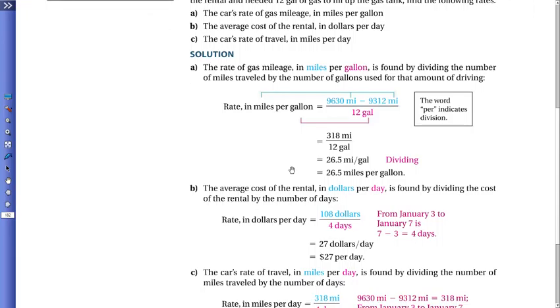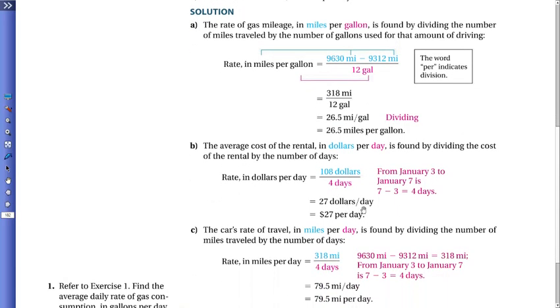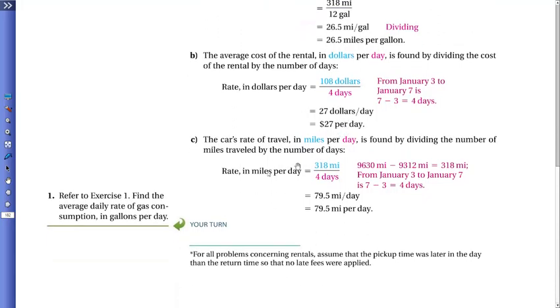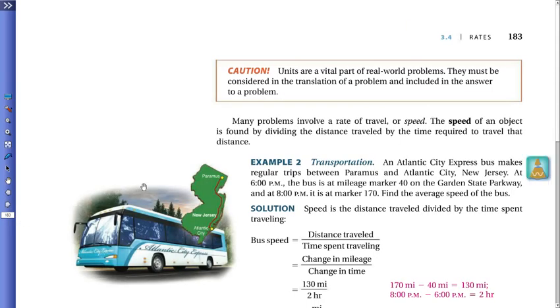Okay? Well, B, they were looking for dollars per day. Put the dollars that were spent over the days. Same process. Miles per day. There's my fraction. Miles over days. Simplify in a sense, or get the denominator equal to 1 day in this case. And really that's all there is to rates.